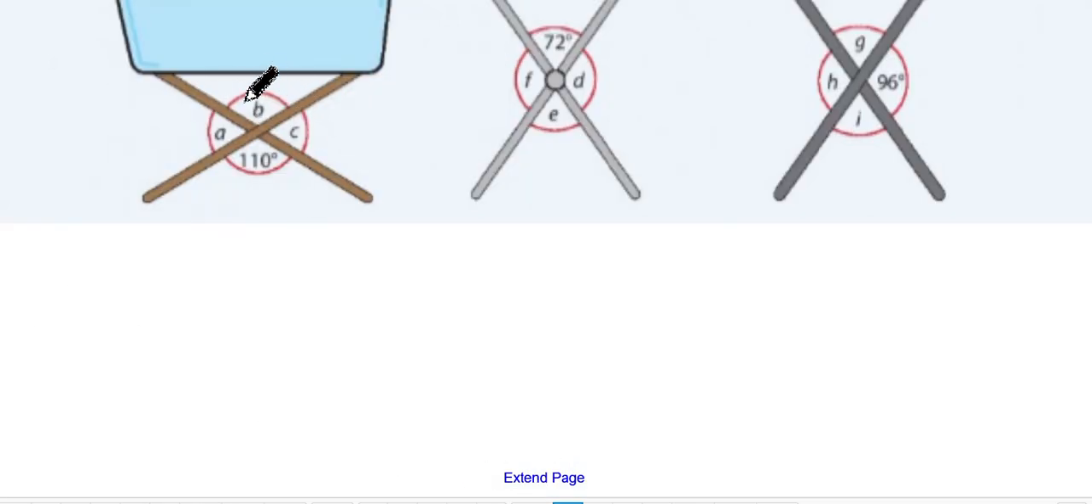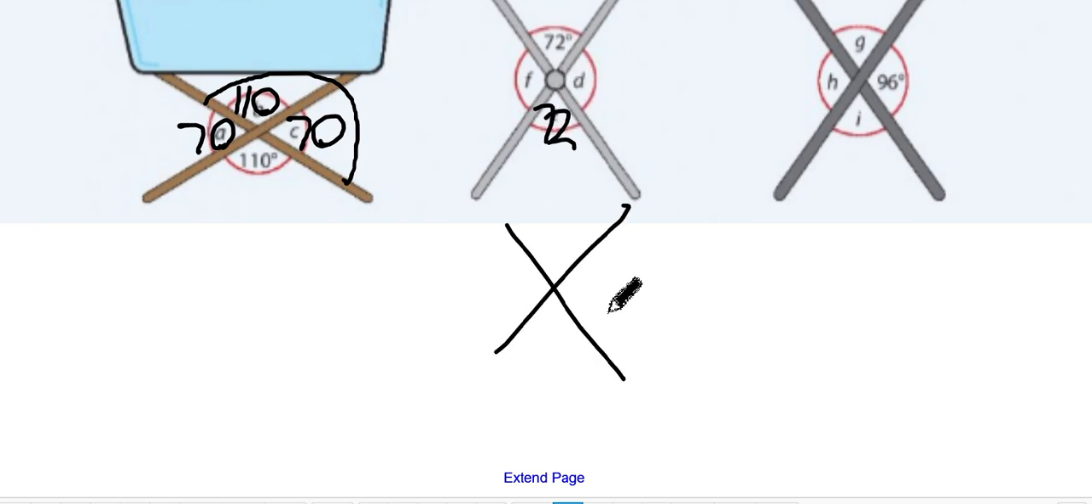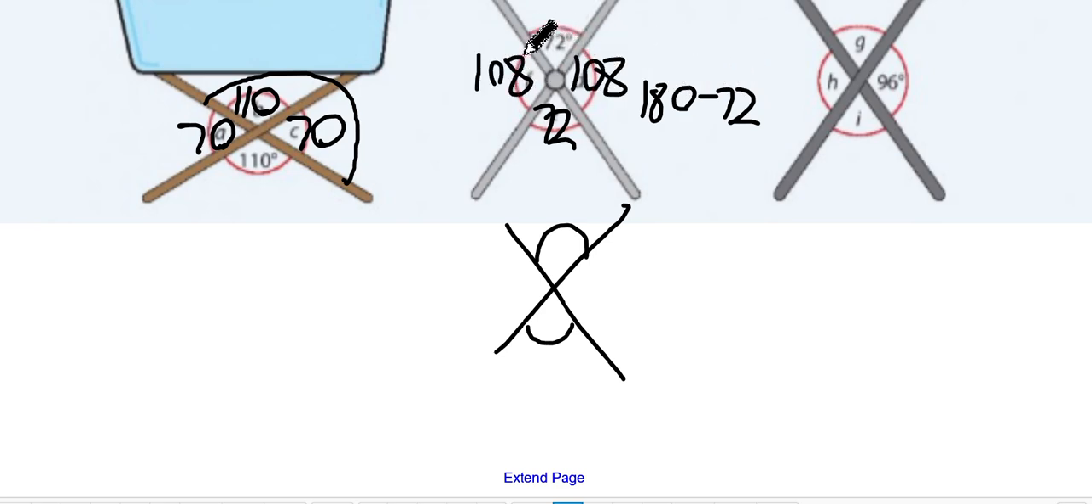This B here is going to be 110. Is that okay? And then 110, 180 take away 110. Anybody? 70. And then vertically opposite would be the other 70. Here, this is 72. How do I know that's 72? Vertically opposite angle. What's 72 from 180? 180 take away 72? 108 on the right, which means 108 on the left.